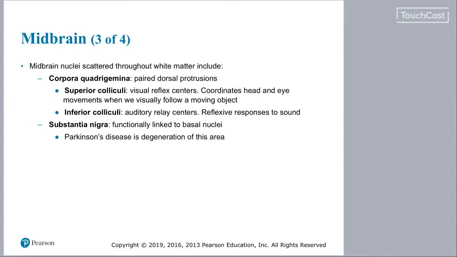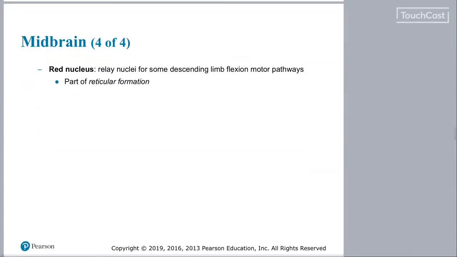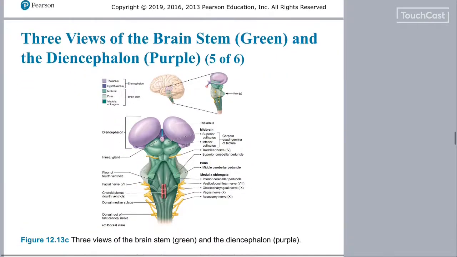The inferior colliculi is our auditory relay center. So our responses to sound. I know we've all been there, where the classroom door opens and you reflexively just look in that direction, because that's how we respond to the sound. It also has what's called the substantia nigra, which is functionally linked to our basal nuclei. So Parkinson's disease is thought to be a degeneration of this area, so something we can link specifically to a condition. We also have what's called the red nucleus, which is a relay nucleus for some of our descending limb flexion motor pathways. So think about limb flexion, so providing this movement for us.